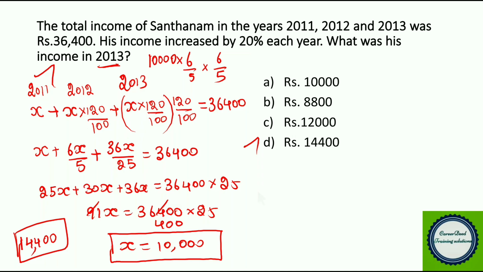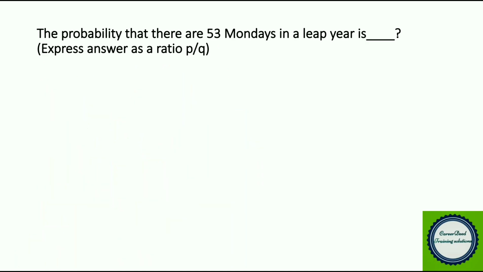Now moving to question number 2. The probability that there are 53 Mondays in a leap year is dash. Express the answer as a ratio of P by Q. For this question, you have to type the answer in the text box provided, so you will not be provided with any choices. So the probability of 53 Mondays in a leap year is dash.